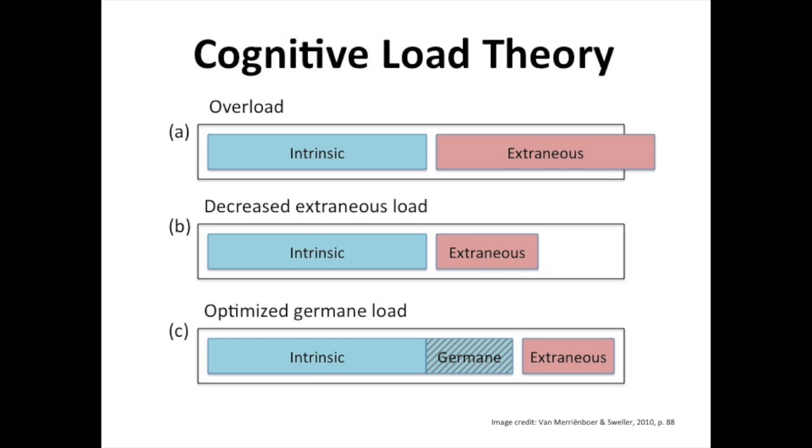The processing that occurs as learners construct and modify schemas is referred to as germane load. In the figure, you can see the additive nature of these loads. In A, the intrinsic plus the extraneous loads are beyond the capacity of the learner's working memory, which creates an overload situation.